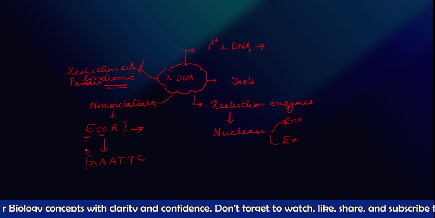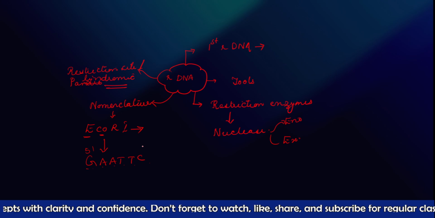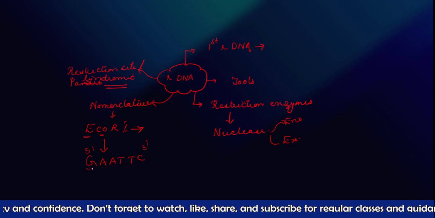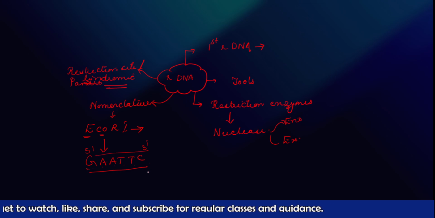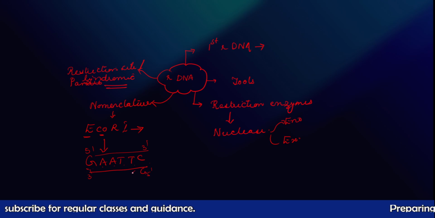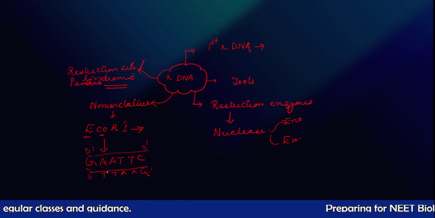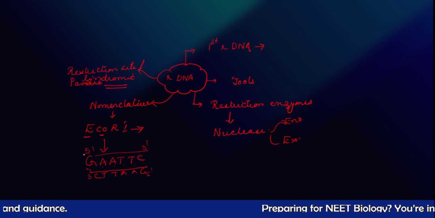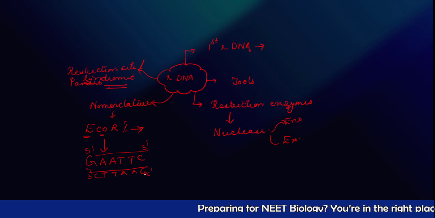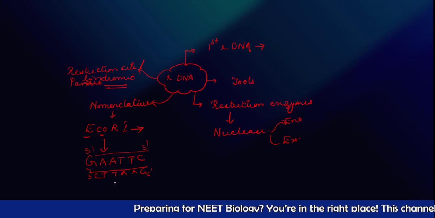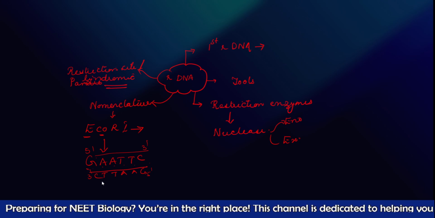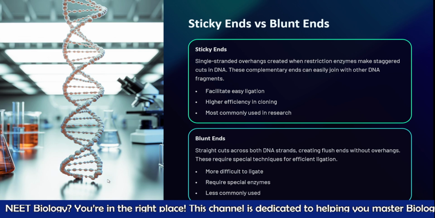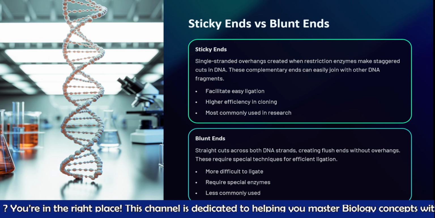So here in the first strand, 5' to 3' end, this will be the sequence, and the other strand, 3' to 5' end, it will be GAATTC. So in one strand from left to right, the other strand right to left, it is the same only. That's what the palindromic sequence is. Till here we learned.